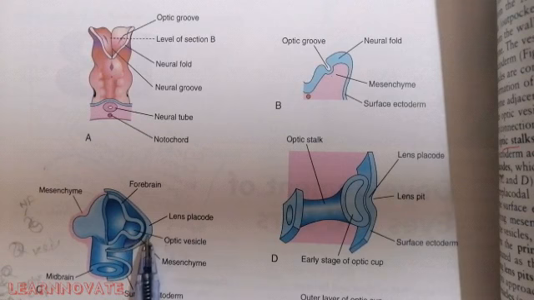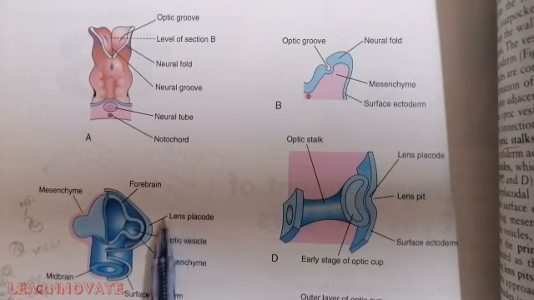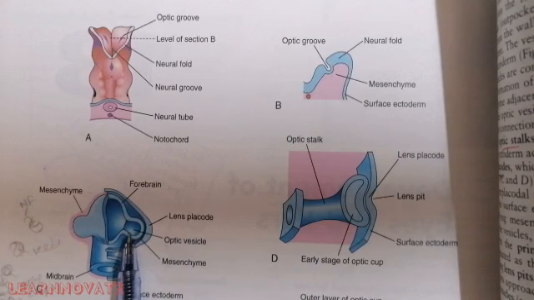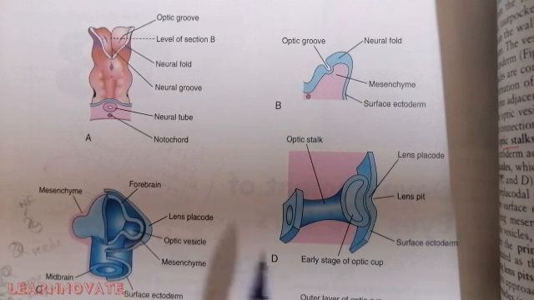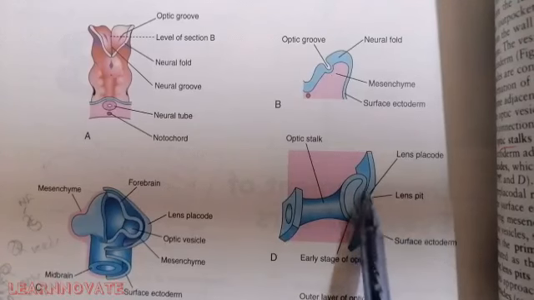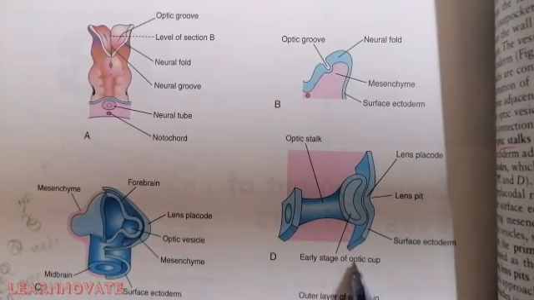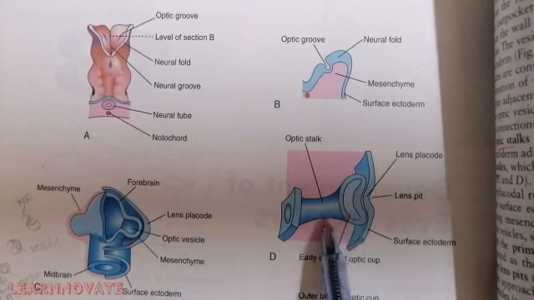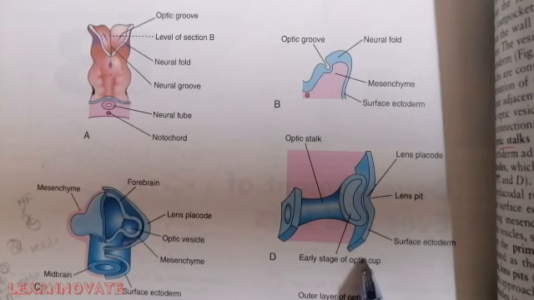Now this surface ectoderm is the primordium of the lens placode, and the optic vesicle is the primordium of the retina or the optic cup. They are going to contact each other, and in the next phase there is the formation of an invaginated groove, and this is called the optic cup. This optic cup is a double layered cup, and these two layers will ultimately develop into the two layers of the retina.